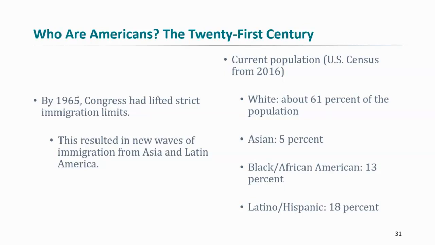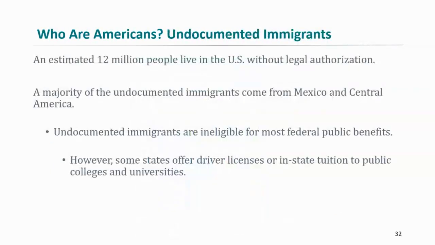So the current breakdown of the demographics is the United States is 61% white, 5% Asian, African American 13%, and Latino Hispanic 18%. So Hispanics make up almost 20% of the population. Again, these numbers are a little outdated because this is from 2016. Once the new edition comes out, the next PowerPoint will have more updated demographic information. But we have been seeing the Hispanic population rapidly growing, so I bet it's probably over 20% already.